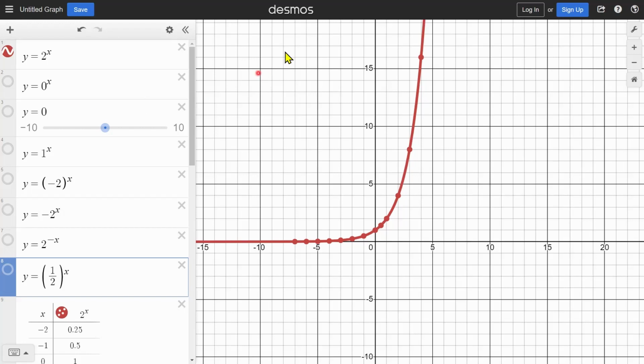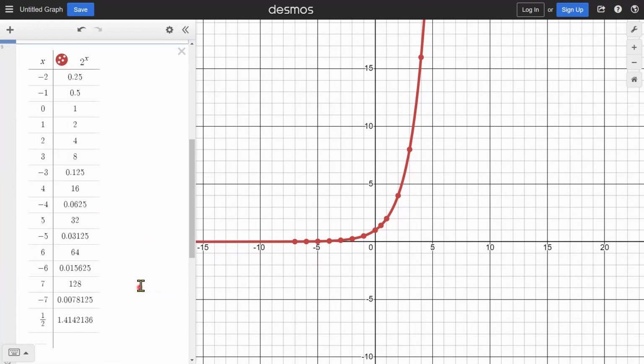So I have Desmos open here. I have graphed y is equal to 2 to the power x. And you can see this is what the graph looks like. I have the table down here. You can see these values. Okay. So 2 to the power 0 is 1. 2 to the power 1 is 2. 2 to the power 2 is 4. 2 to the power 3 is 8, and so forth. So you see that every time I am doubling the height before.